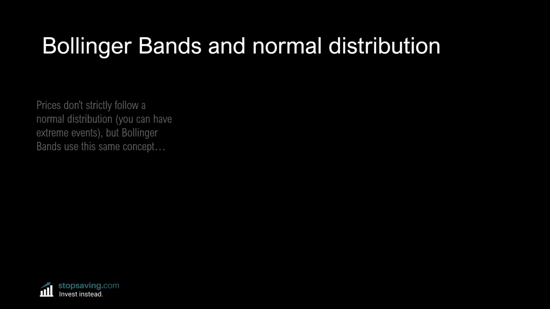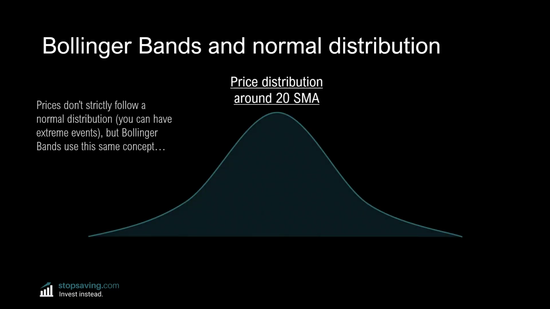So by now you're probably wondering, what does all this have to do with Bollinger Bands? Well, prices don't strictly follow a normal distribution because you can have extreme events once in a while that cause the price to move in extreme ways. Just think of what happened in March 2020 in the COVID crash. But Bollinger Bands do use a similar concept. So here's a bell curve to show how prices typically deviate from the mean. And the mean here is the average in the middle, which is the 20-period simple moving average.